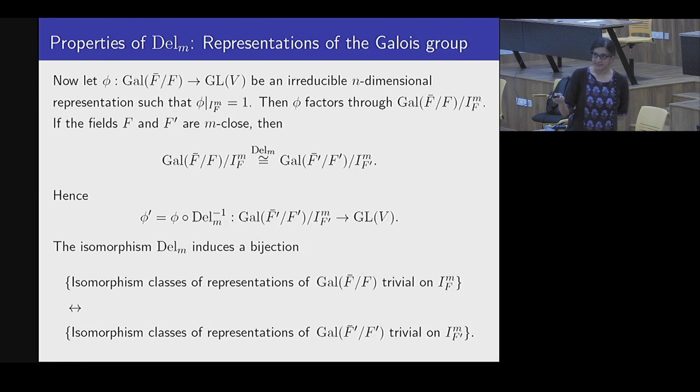And this remains true when the Galois group of F bar over F is replaced by the Weil group or the Weil-Deligne group. So Deligne's theory allows you to compare representations over close fields on the Galois side of the Langlands correspondence. Basically, it allows you to compare representations of the Galois group or the Weil group or the Weil-Deligne group.